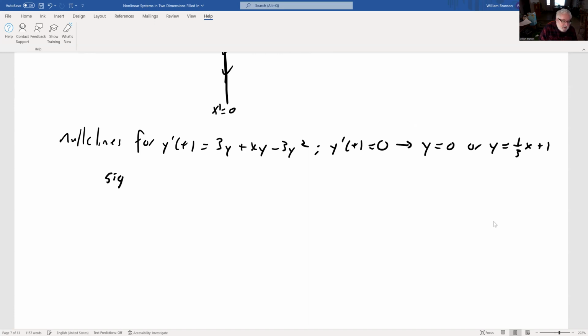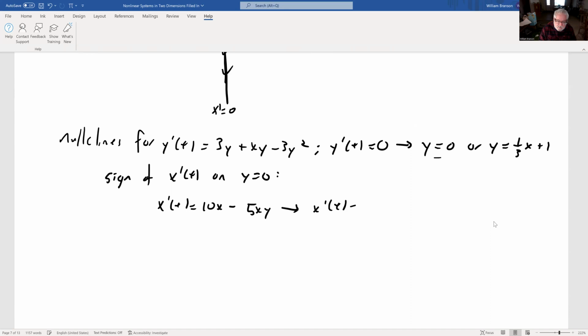So what's the sign of x prime of t on the nullcline y equals 0? Remember that on this nullcline, there's no vertical component because y prime is 0, so there's going to be a left-right component. Right? And x prime of t is 10x minus 5xy. So on the nullcline y equals 0, x prime of t is 10x.